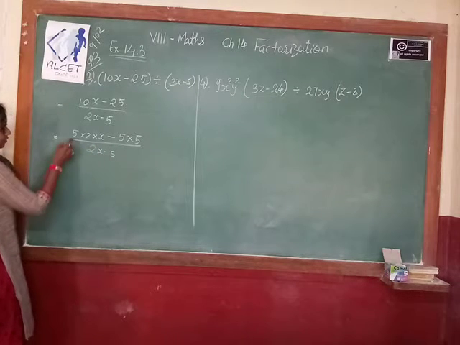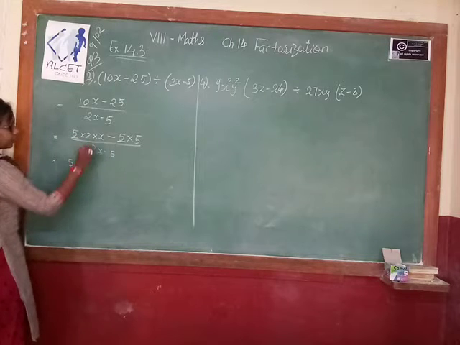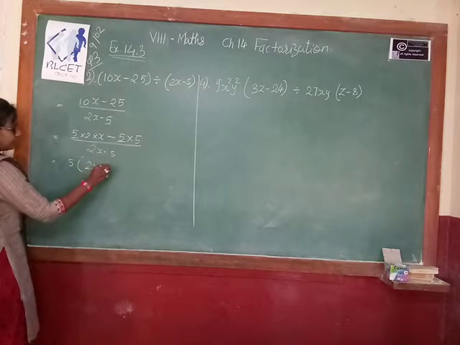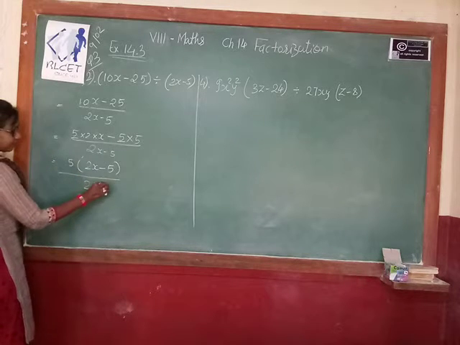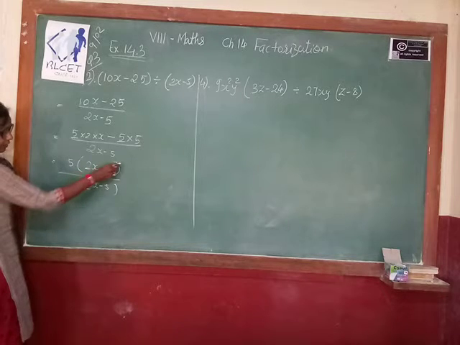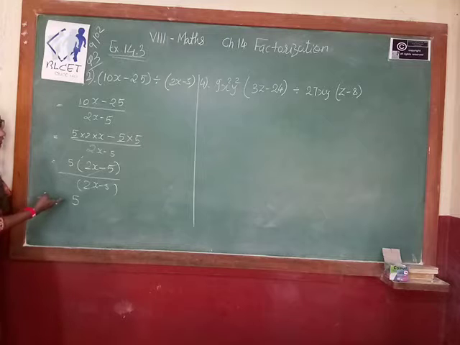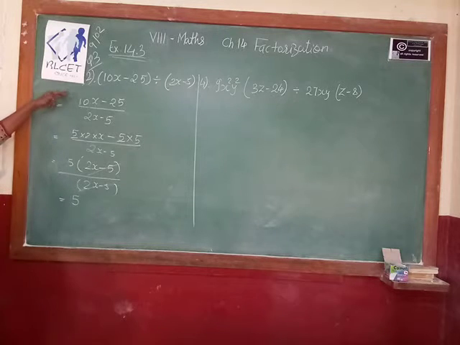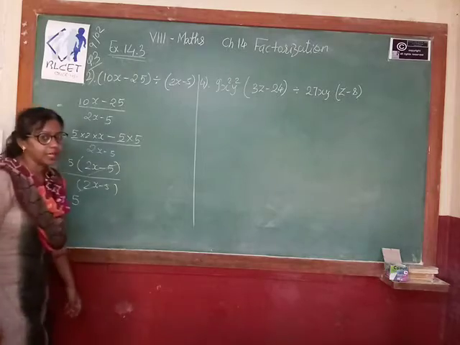So what is common? 5 is common. What is left? 2x minus 5 is common. Divide by 2x minus 5. So what we can do? This is the common factor, so we can cancel this. So what is left? 5. So what we can say, when you do the division of this algebraic expression, the answer is 5. Third, try to do by yourself.